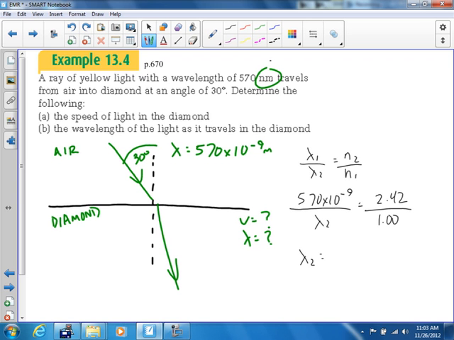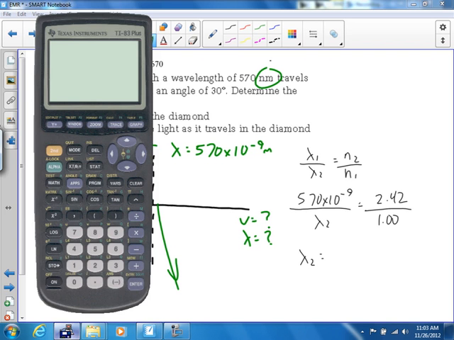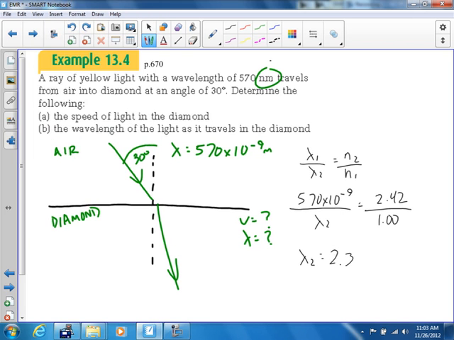Lambda 2 goes up by multiplying, 1 goes up by multiplying, 2.42 goes down by dividing. We end up getting essentially 570 times 10 to the minus 9 divided by 2.42. It's going to give me 2.35 times 10 to the minus 7. We're going to round that to 2 digits, actually, 2.4 times 10 to the minus 7 meters.